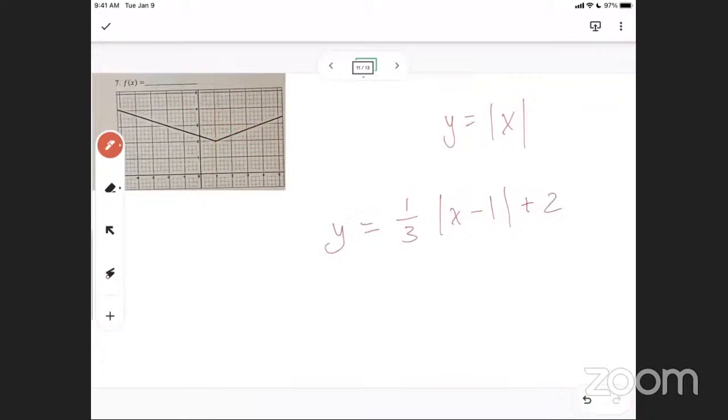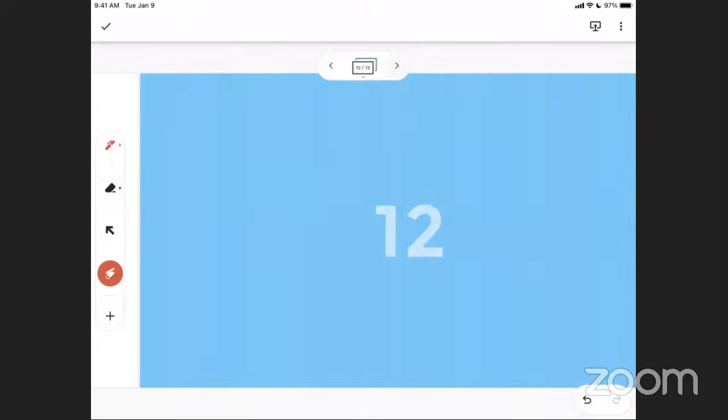And how can I check it? You can plug in the points. Find a point that's easy to tell. See how it's 4, 3? Yep. So 4, 3, look at this. 4 minus 1 is 3. 1/3 of 3 is 1. 1 plus 2 is 3. Worked. Okay, good.